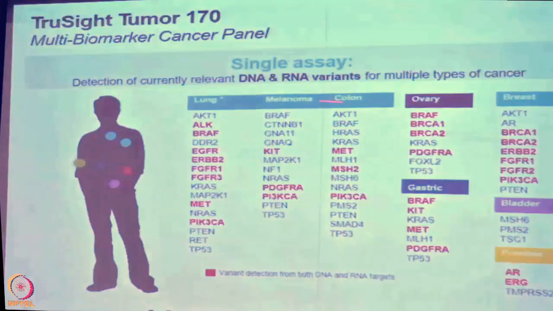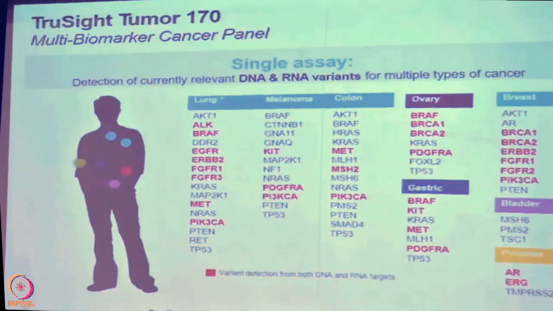So coming to the important point, right? Doing one gene is not enough. Maybe 10 genes is not enough, because cancer is a big pathway. Multiple genes are involved. It's not one gene.